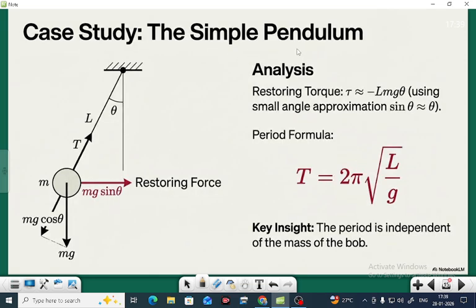Case study: a simple pendulum. Here, see, this is the pendulum. It can be represented in this way. Suppose this is angle theta, right? This is L. The weight is mg, and this weight mg can be resolved into mg cos theta in this direction, and mg sin theta in this direction is the restoring force. Restoring force torque tau is equal to minus L mg theta. Using the small angle approximation, sin theta is equal to theta. So the period formula is equal to 2 pi root over L by g. Inside, the period is independent of the mass of the bob.